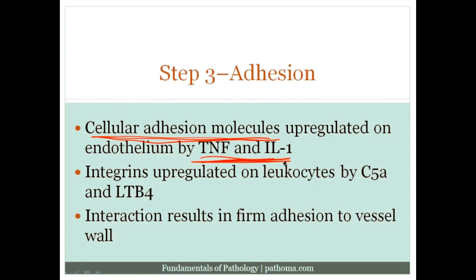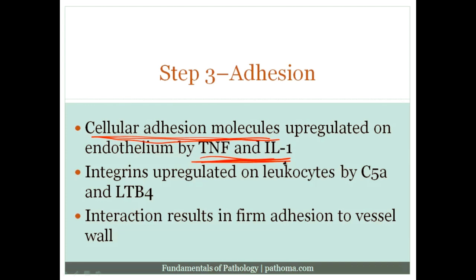Now, these cellular adhesion molecules are going to bind integrins, and integrins are present on the neutrophils or leukocytes. And the integrins are upregulated by C5a and LTB4. But that's not hard to remember because do you remember what our key four molecules are that bring in the neutrophils? Very good. C5a, LTB4, IL-8, and bacterial products.